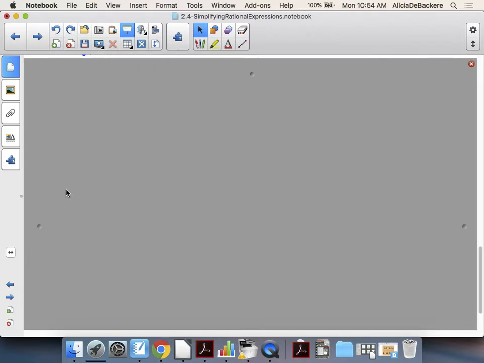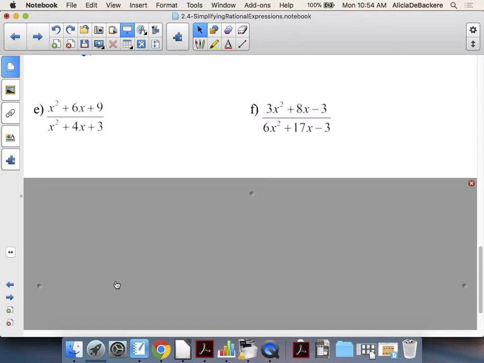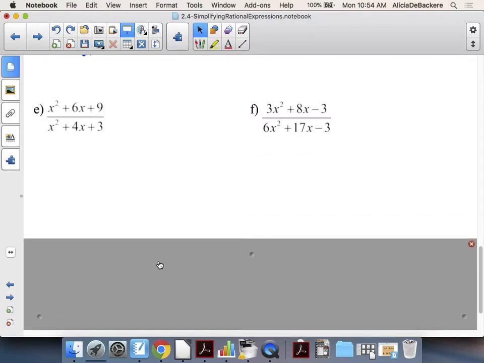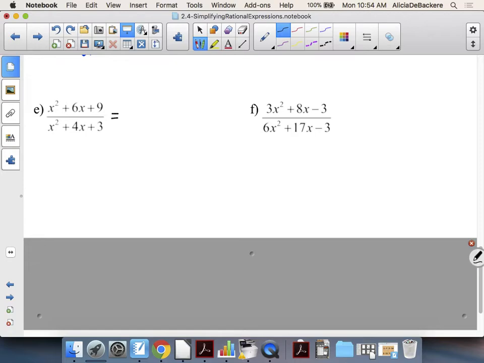Moving on to part E. Again, I have addition in the numerator and in the denominator. So that's not great. I can't cancel if there's addition, and I want to try to simplify this. When I look at the numerator, I can factor it. I'm looking for two numbers that multiply to 9 and add up to 6. Those two numbers are 3 and 3. So I'm just going to write the bracket squared because I know that they're both matching. In the denominator, I want two numbers that multiply to 3 and add to 4. So 3 times 1 or 3 plus 1 would work.